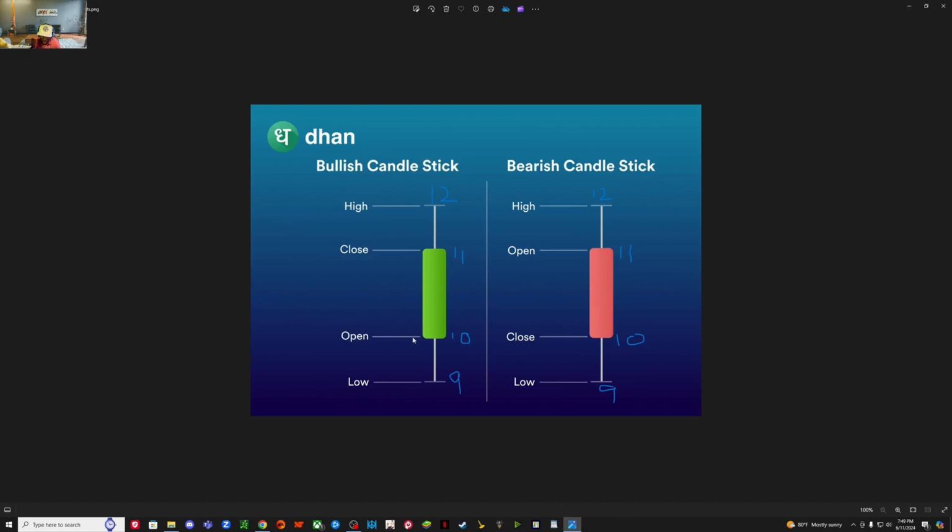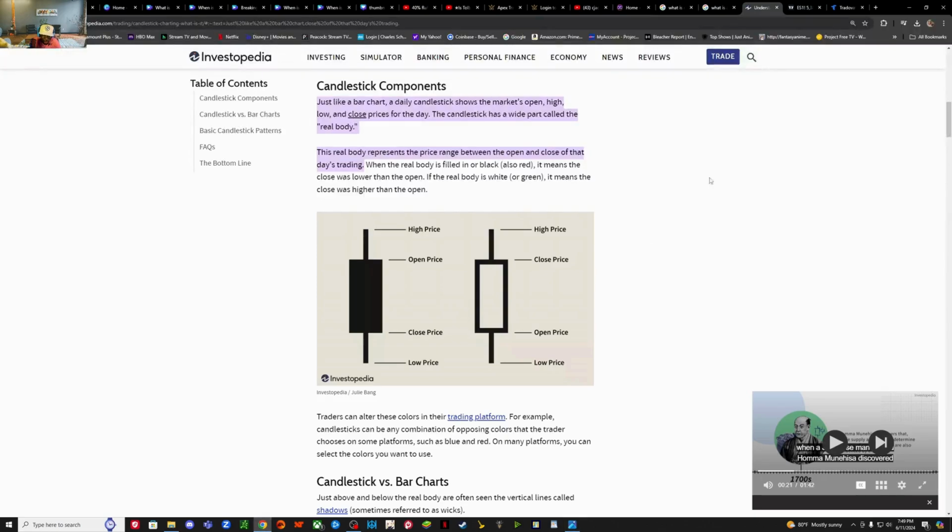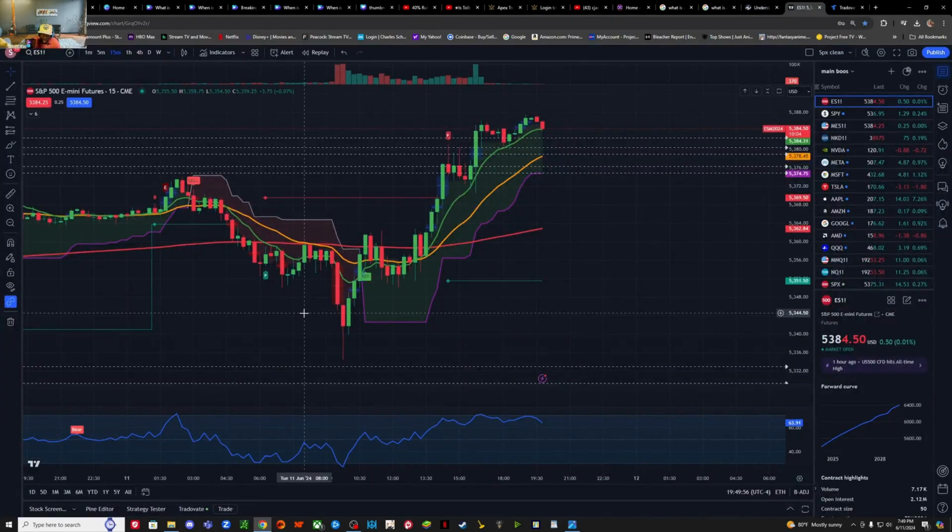So the first one opened at $10 and closed at 11. This one opened at $11 and closed at 10. And that is the gist of it, but we'll go over to the screen here in TradingView and show you how the candles open. Notice how these can look very different from what you just saw when you're actually looking at a chart.